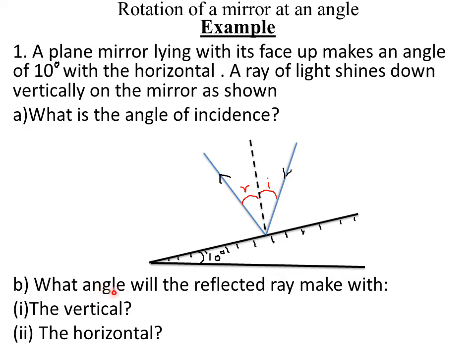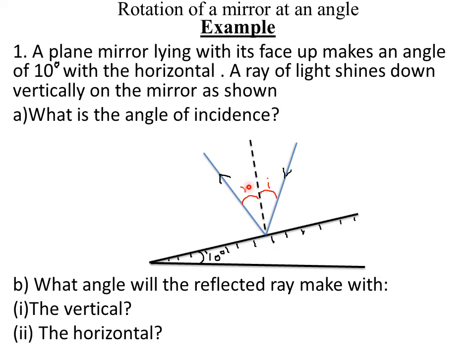Then part B, we are told: what angle will the reflected ray make with the vertical? Now remember, this is our reflected ray. The angle between the reflected ray and the normal is what we are calling the angle of reflection. That is denoted by small r, the angle of reflection.